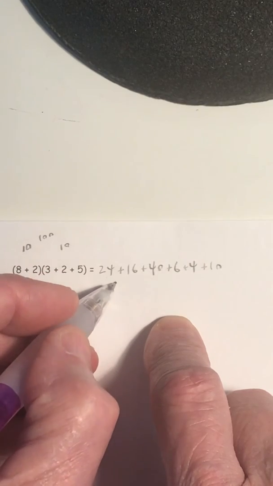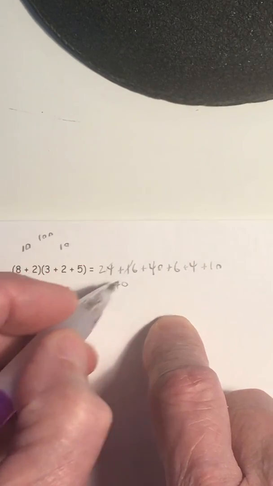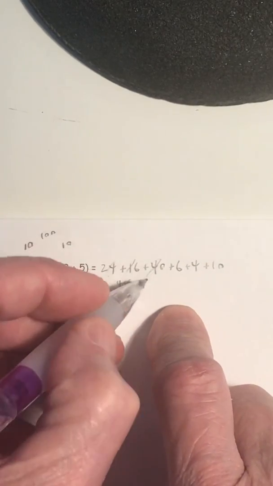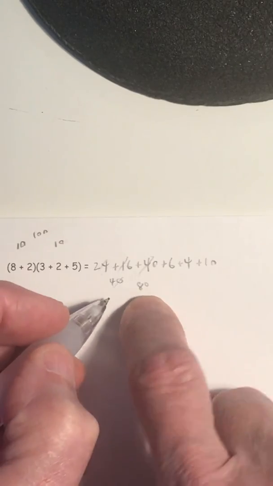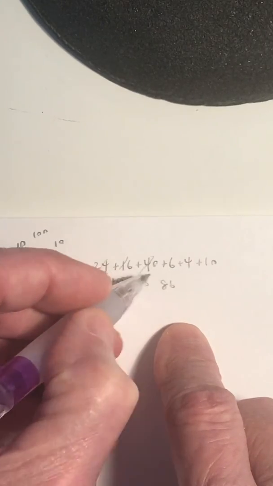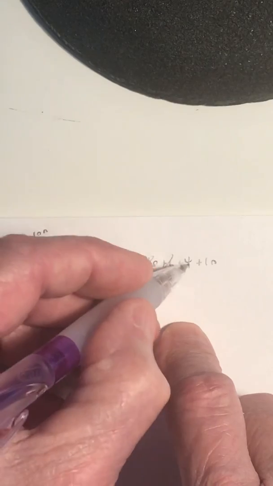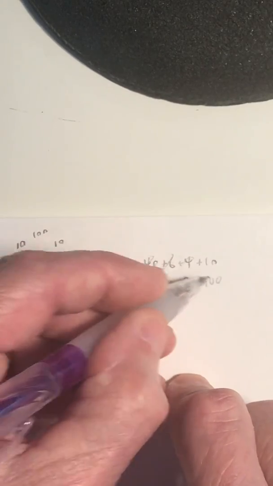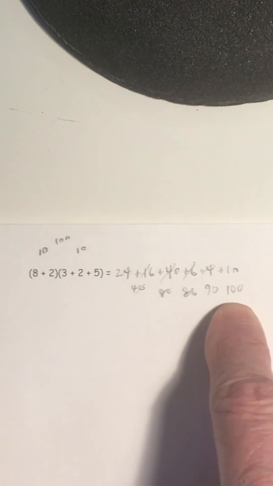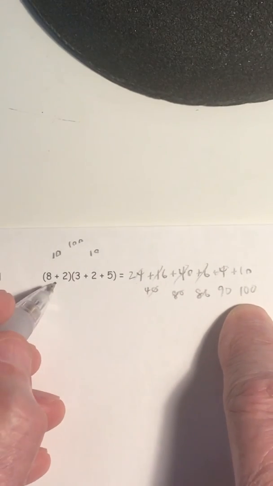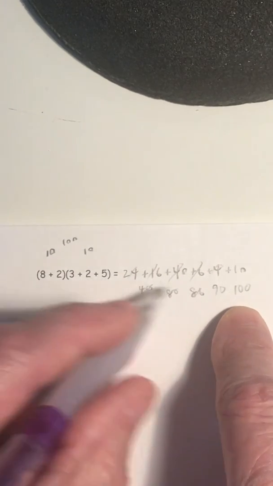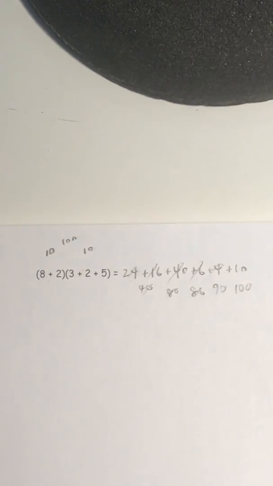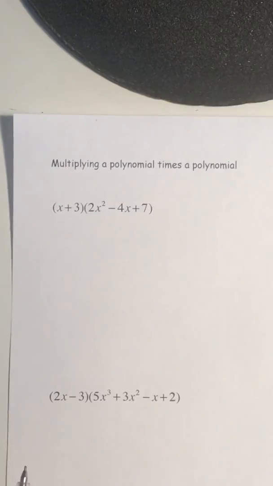24 and 16 is 40. And 40 and 40 is 80. And 80 and 6 is 86. And 86 and 4 is 90. And 90 plus 10 is 100. And that's no surprise because we were multiplying 10 times 10. So, of course, we got the same answer. It's a different route.